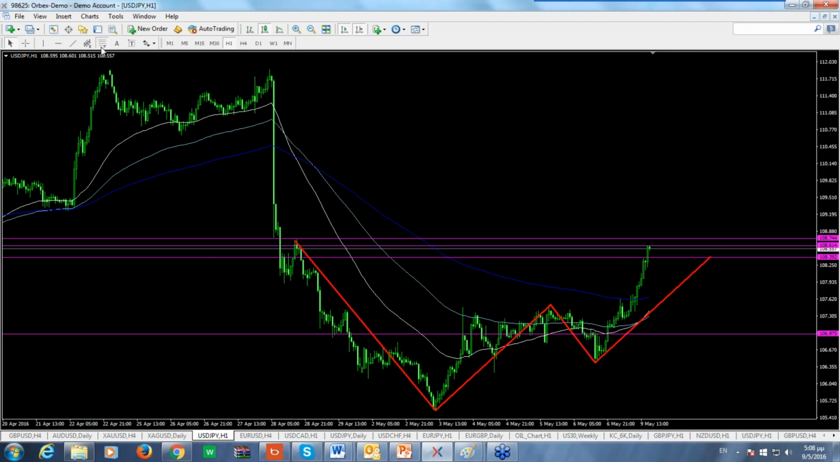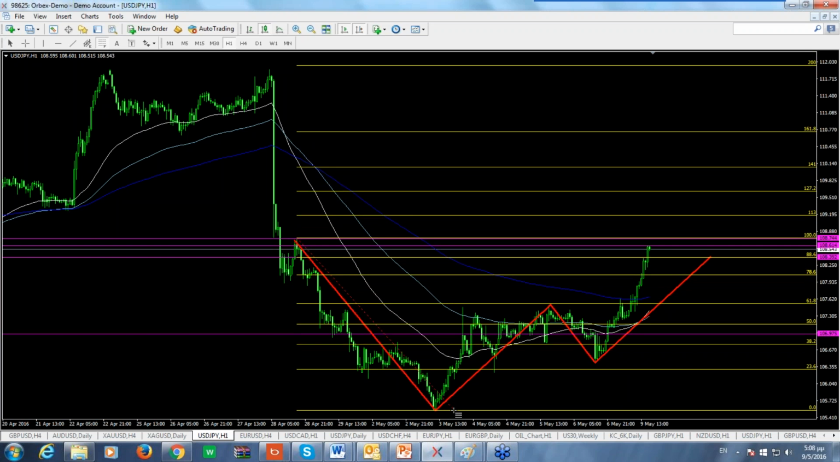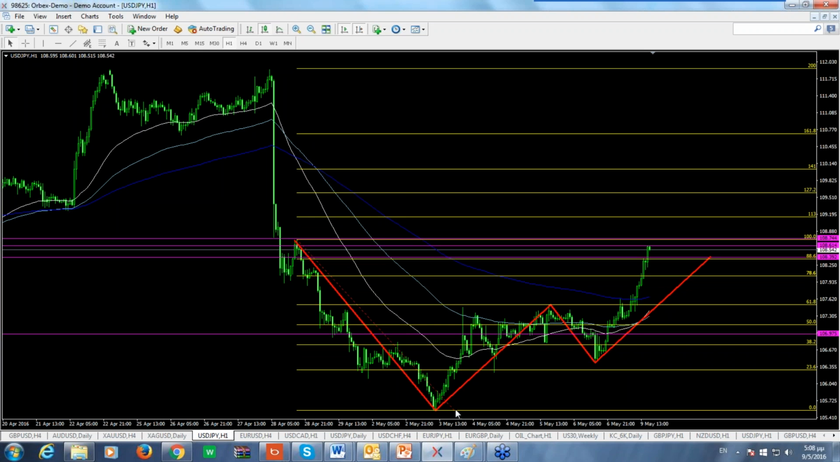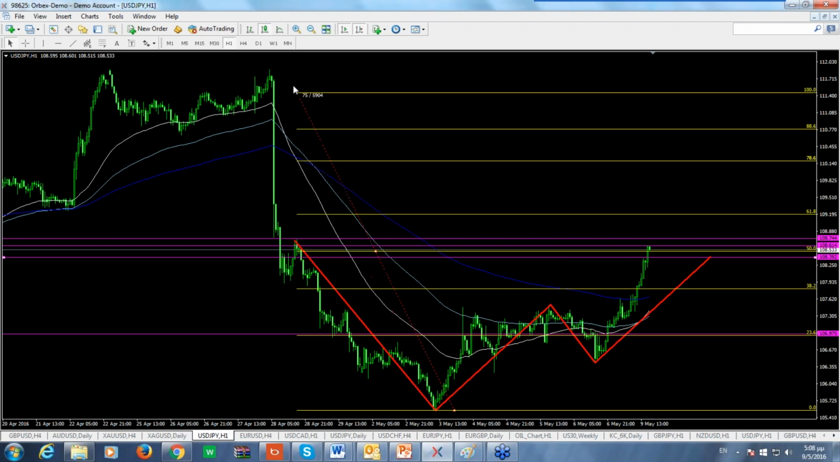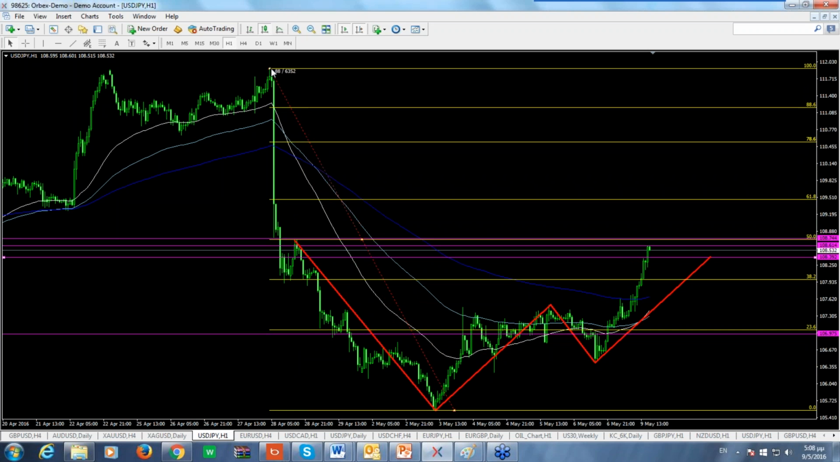Okay, so if I pull my Fibonacci from X, this is my X now, to A, this is the X to A of the W-like pattern, as you can see, all the way here we've got the 88.6. If I pull it further up, I've got the 50 right there as well.